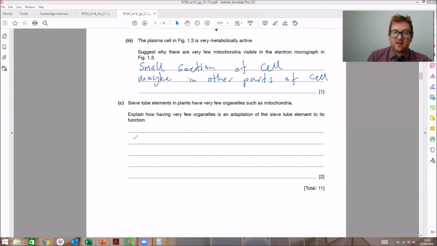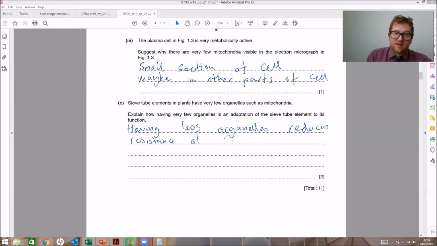Question C. Sieve tube elements in plants have very few organelles such as mitochondria. Explain how having very few organelles is an adaptation of a sieve tube element to its function. Well, the phloem's main function is transportation by translocation. So having organelles gets in the way. So having fewer organelles reduces resistance of flow.